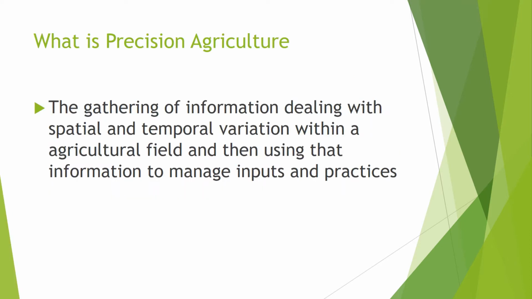Now, there is no set or agreed upon definition for precision agriculture, but this is probably the best one that I came across. It's the gathering of information dealing with spatial and temporal variation within an agriculture field and then using that information to manage inputs and practices. It's usually viewed as either a concept, management strategy, or philosophy, but put quite simply, I like to think of it as efficient agriculture.